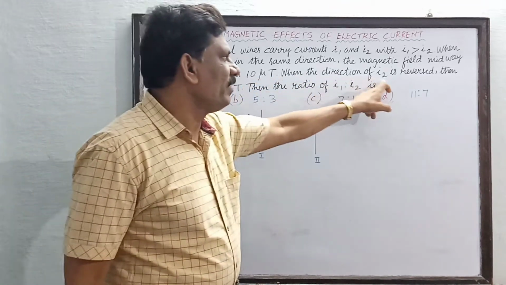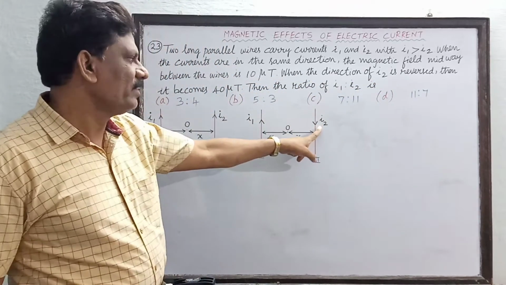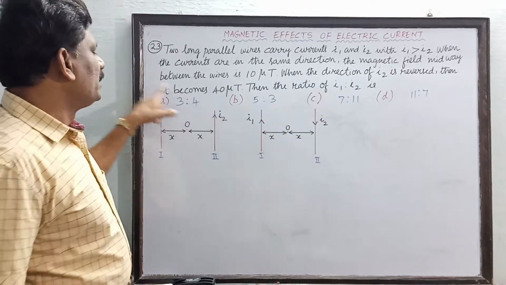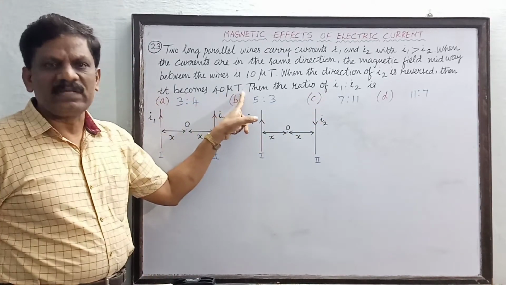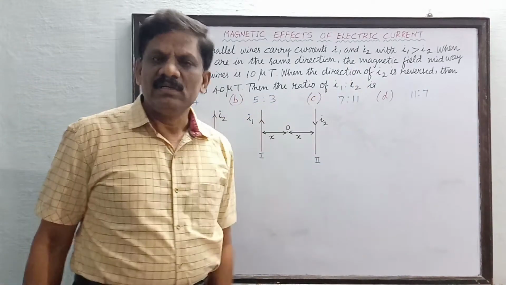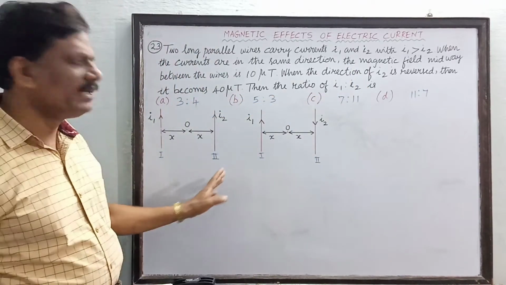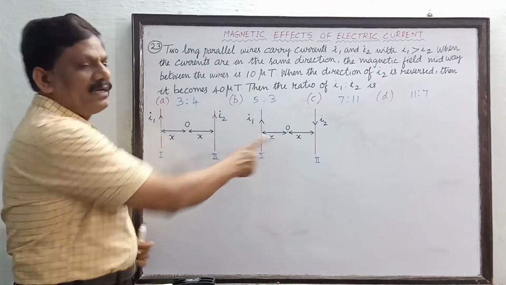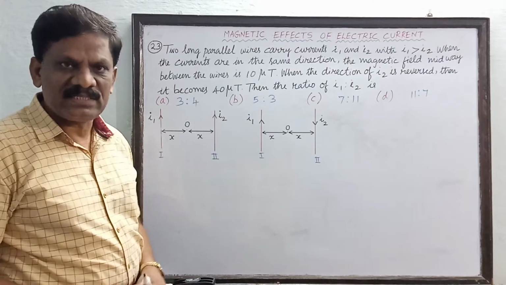When the direction of I2 is reversed, then it becomes 40 microtesla. Then the ratio of I1 to I2 is asked. It's a very interesting problem, students. So I have drawn the suitable diagram for the given conditions.